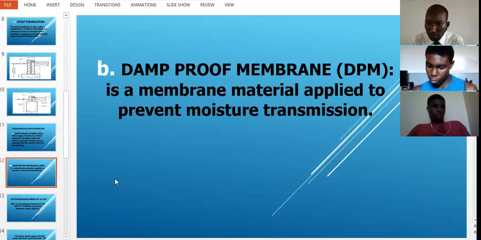Are we together? Yes, sir. All right. I said damp-proof course and damp-proof membrane, they all have the same purpose. They serve the same purpose of preventing moisture from getting into the building, but the material used is what differentiates them.